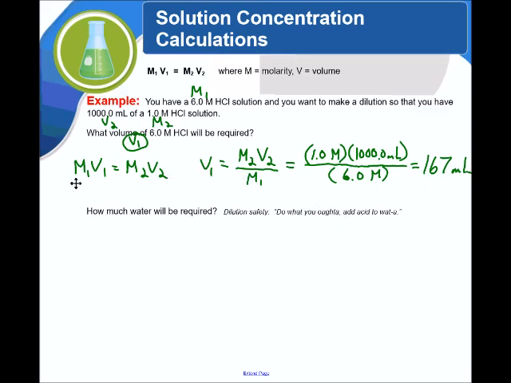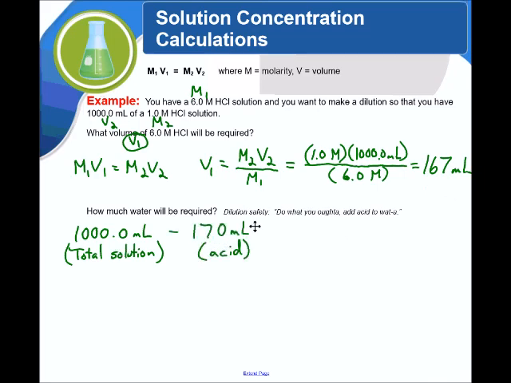Now the next part of this question, they ask us how much water will be required. Well, this is how much of the original acid we were going to use. So we needed 1,000 milliliters for our total solution. That was the goal. We're going to use 170, and I used 170 because of sig figs. 167, 2 sig figs here, 2 sig figs here. So 1,000 minus the 170 means that the remaining volume from that 1,000 milliliters will be 830 milliliters of water that was used to dilute it.